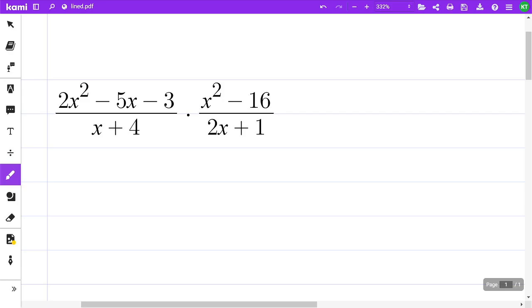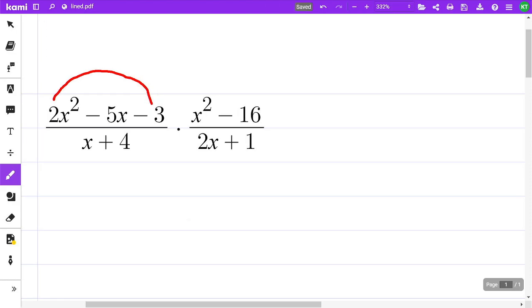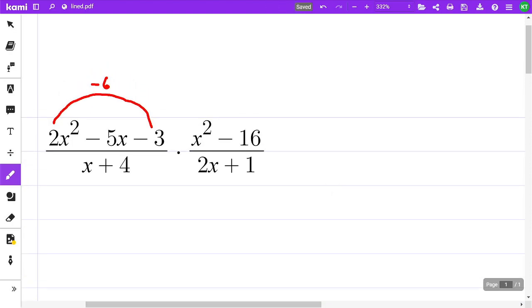And so I'm going to multiply my first and my last terms here because I have a coefficient greater than 1 in front of my x squared. So I'm going to look for factors of -6 that add up to -5. And those would be -6 and +1. So x minus 6 times x plus 1. And because I multiplied by 2 in the beginning, I'll go ahead and divide by 2 here.